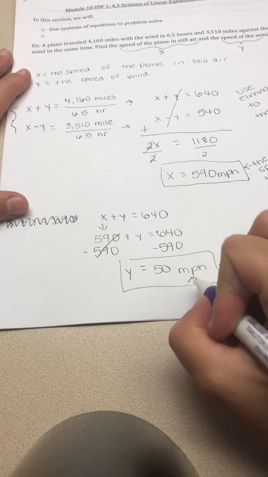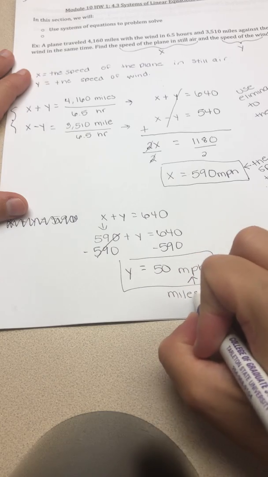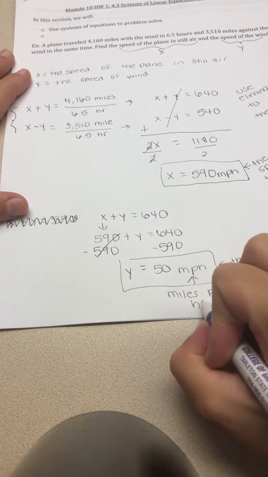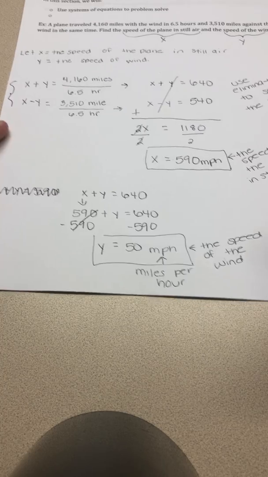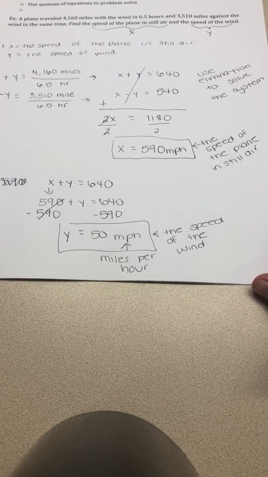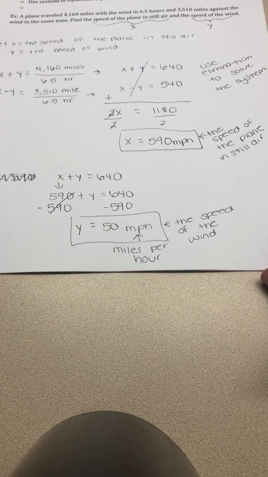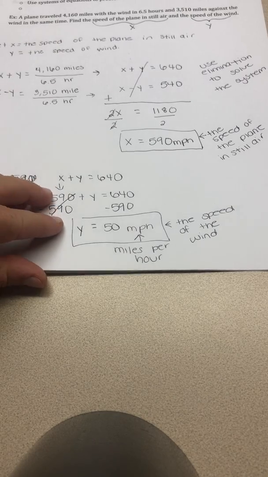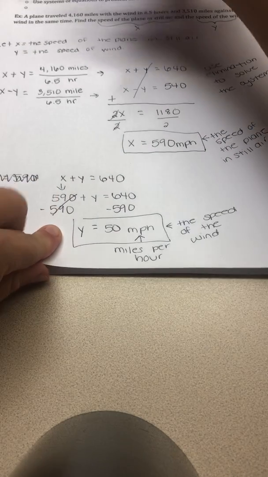And just for a little clarification, this is miles per hour. So it asks us to find the speed of the plane in still air, which we did was 590 miles per hour. It asks us to find the speed of the wind, which we did as well, was 50 miles per hour. So we solved this first problem. Moving on to the second problem.